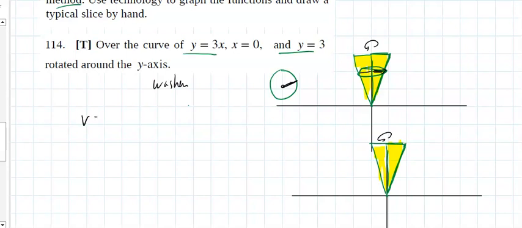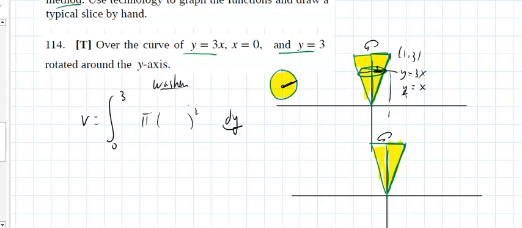Now, volume is going to be the integral. This is with respect to y. Y equals 0 to y equals 3 because that's the point 1, 3. Since I'm picking it sideways, perpendicular to the axis of rotation, I'm looking simply for that area. That area is pi times the radius squared. And what is the radius? Well, this is y equal 3x. Remember, if this is dy, you're going to solve for x. And there it is.